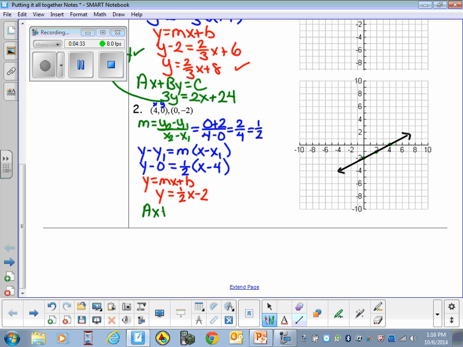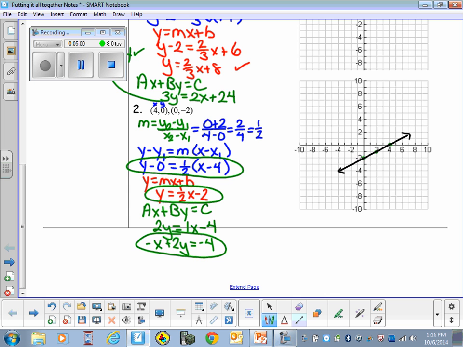Ax plus by equals c. I can't have any fractions, so I'm going to multiply my entire equation by 2. 2y equals 1x minus 4. And I'm going to subtract the x from both sides. Negative x plus 2y equals negative 4. And I'm done. Standard form, slope-intercept form, point slope form.